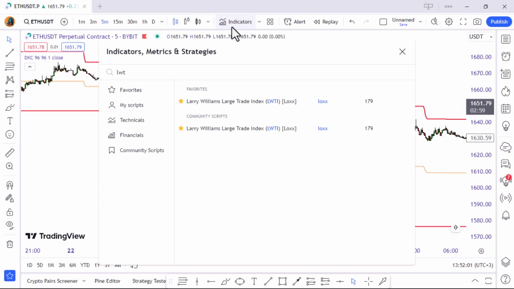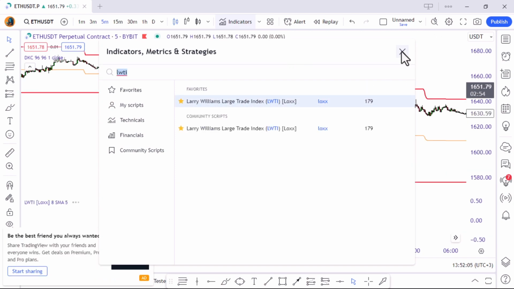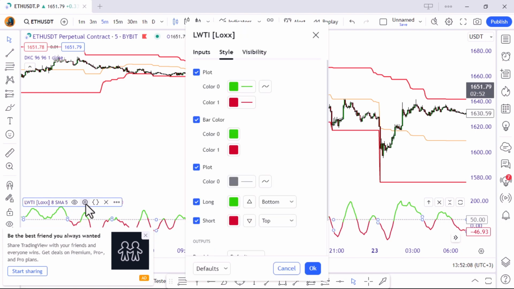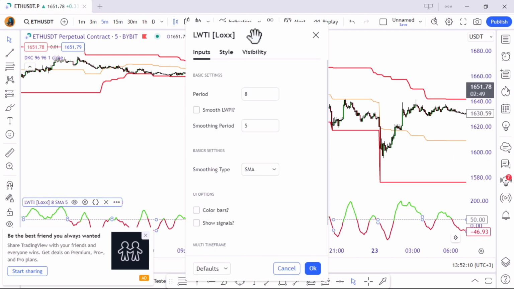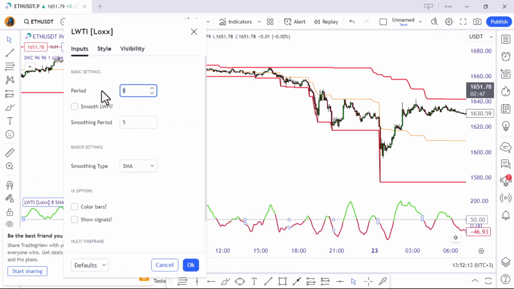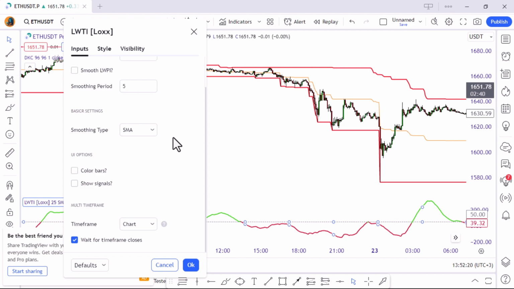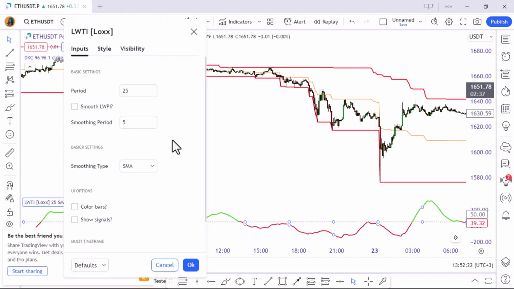Introducing the LWTI, or Larry Williams Trade Indicator. This one's all about confirming those big moves. Tweak the settings, set the period to 25. Higher numbers hunt for longer trends, while if you're interested in short-term trends, smaller numbers are your friends. For the 5-minute time frame, 25 seems to hit the sweet spot. And don't forget to smoothen things out with a smoothing period of 20.